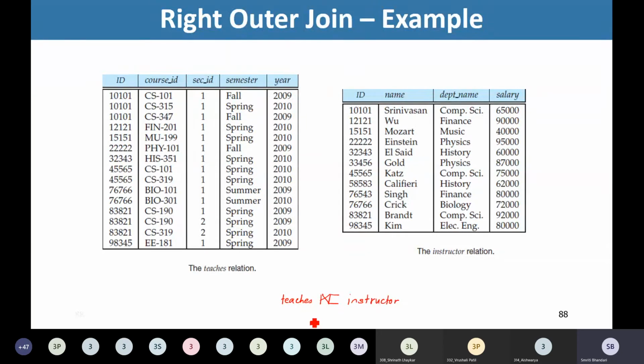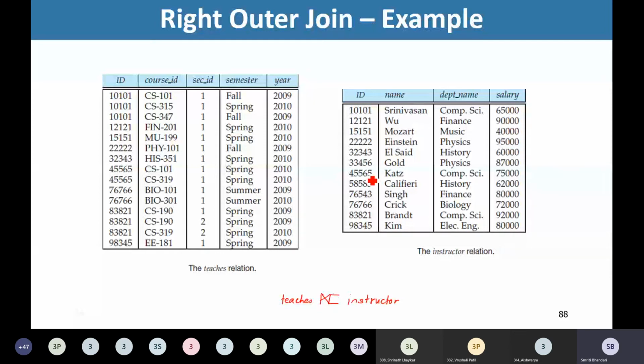And what we would like to perform is the right outer join. So obviously what will happen in right outer join? First of all, no doubt the natural join is being computed. So in natural join, we'll be having only those tuples that have a match on the common attribute in both the relations.